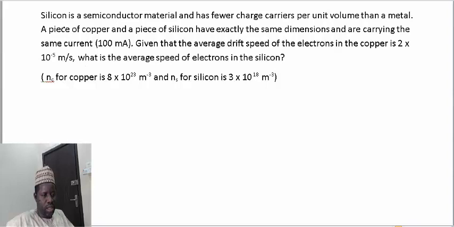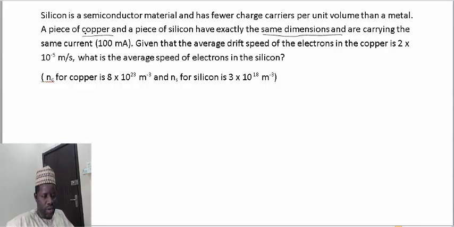In this question, we are given that we have two types of material. We have silicon and metal. It is known that silicon is a semiconductor material, and it has fewer charge carriers per unit volume than the metal. Then we have a piece of copper, which we have been using in the previous two questions.